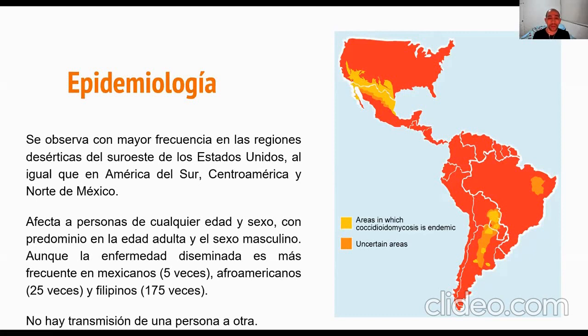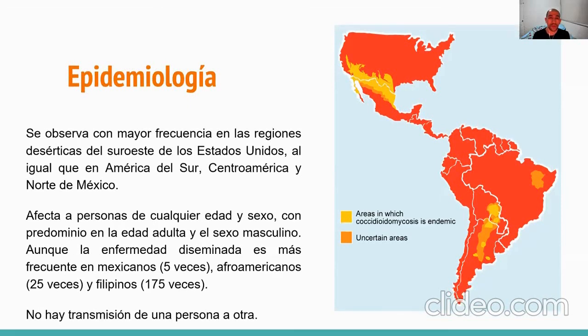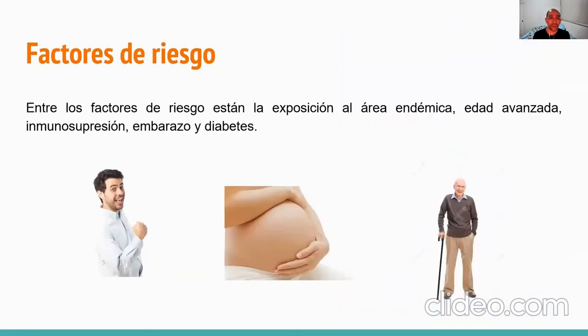The incidence of extrapulmonary dissemination is 0.5 to 7%. For the risk factors, there are a few, which is going to be exposure in an endemic area, so whether you live there or you go visit, advanced age, immunosuppression, pregnancy, and diabetes.